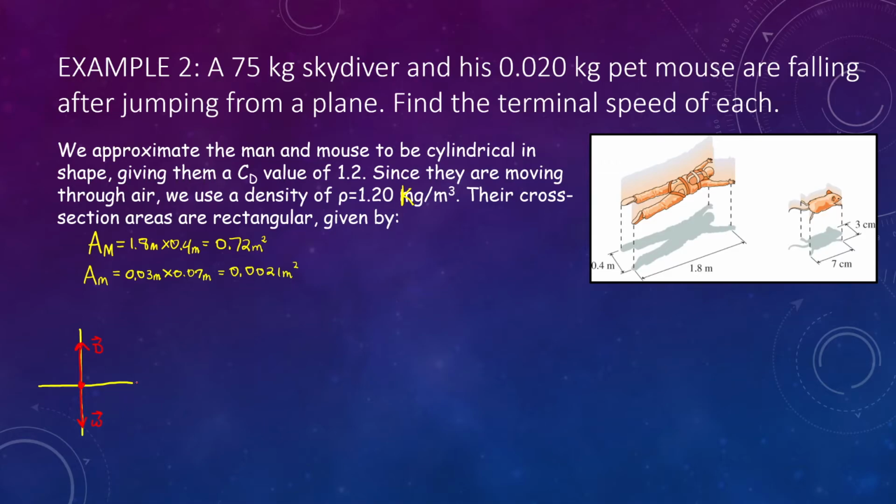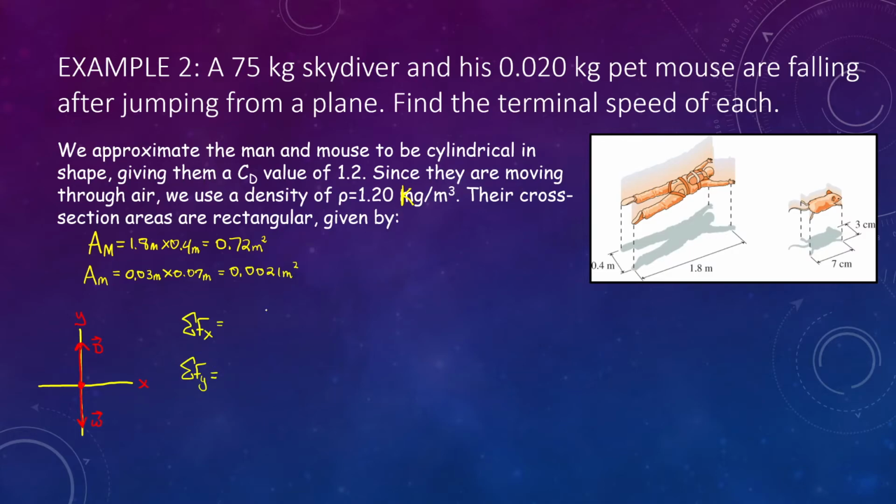So let me label axes, x and y. Okay, well, let's write out Newton's laws and see what happens. So we have the sum of forces in the x direction, ΣFx, and the sum of forces in the y direction, ΣFy.